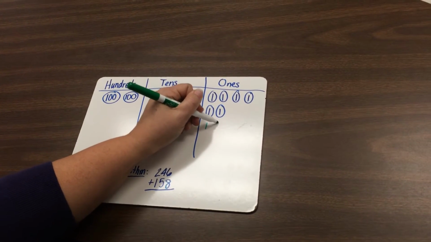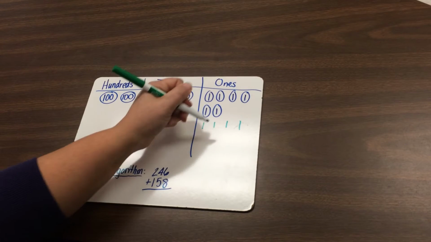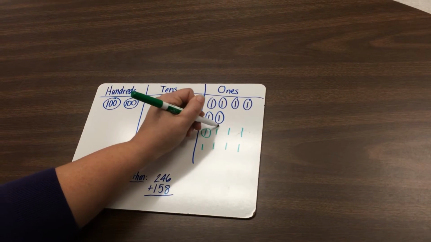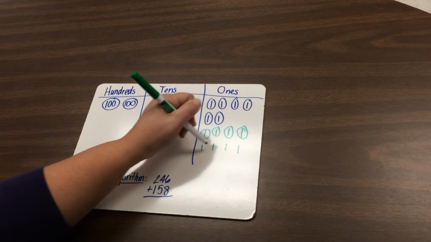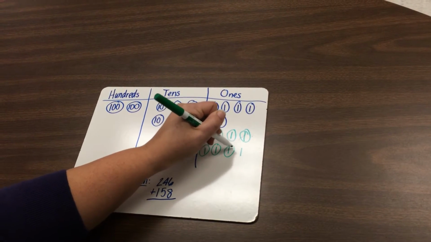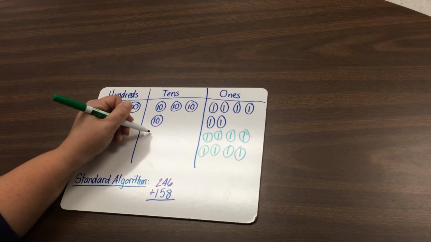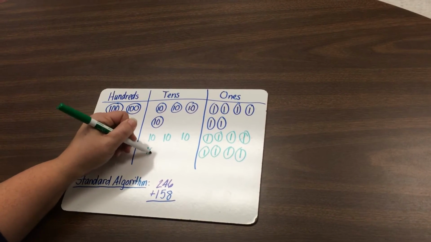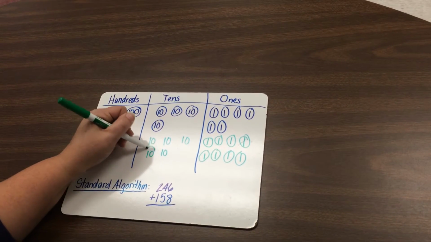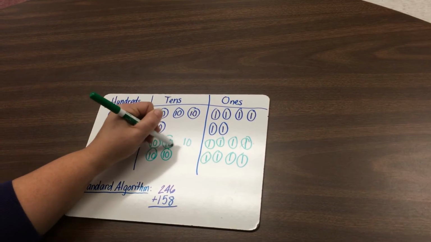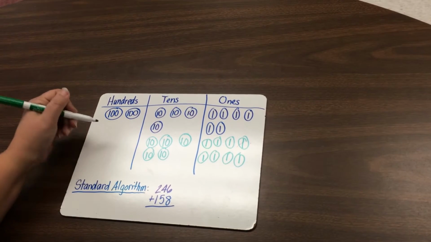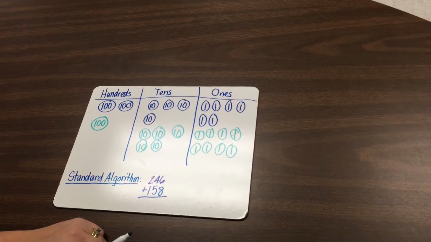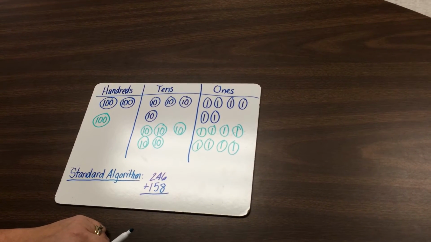After that, right underneath that, because this is an addition problem, they would then show 158. So we will start with our ones place and show 8 ones. Again, they will just draw the numbers first and then circle them. Then 5 tens, drawn right underneath. And then 1 hundred.